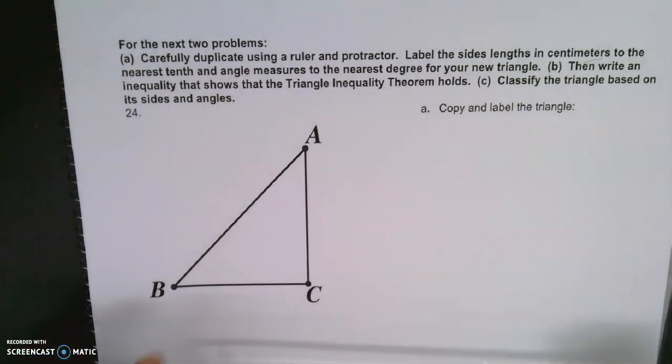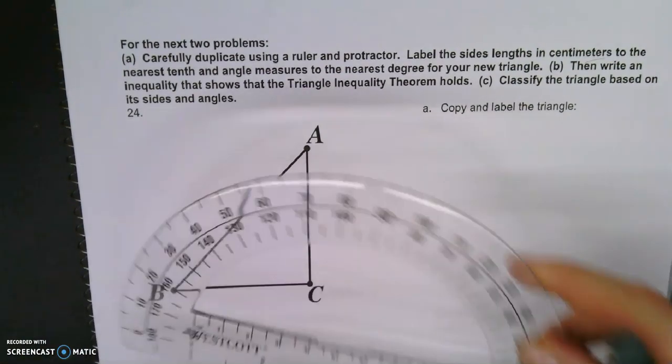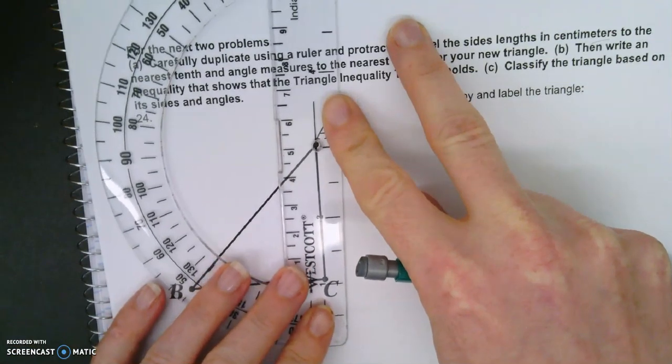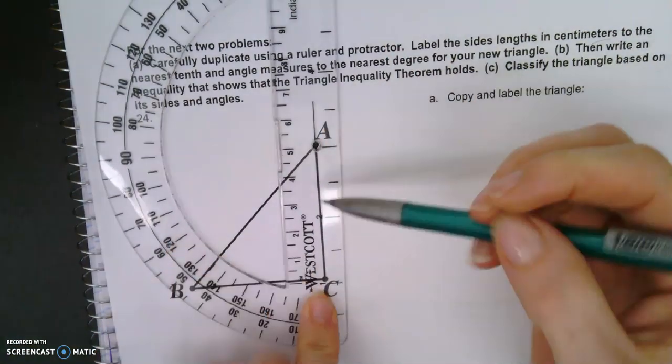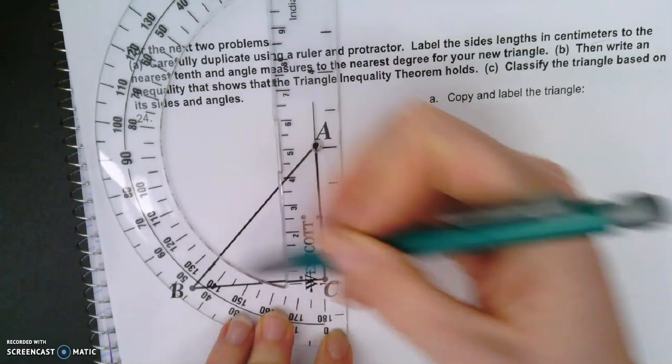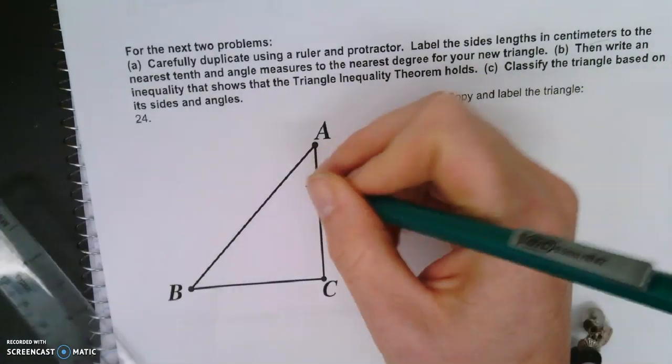The first thing we need to do is measure the side lengths and angles of triangle ABC. So let's measure angle A first. Line up your vertex on A. Notice my 0, I'm measuring from here to here, is on the outside, and it looks like this is exactly 45 degrees.